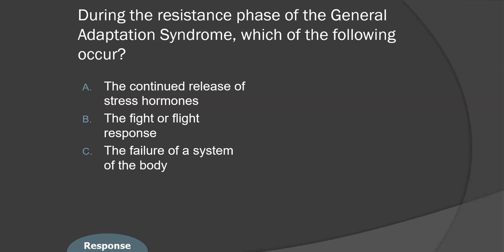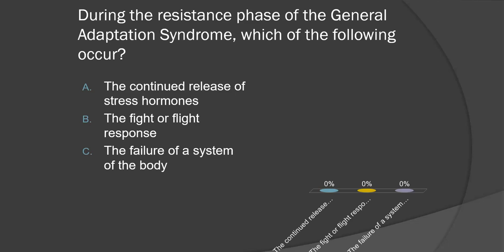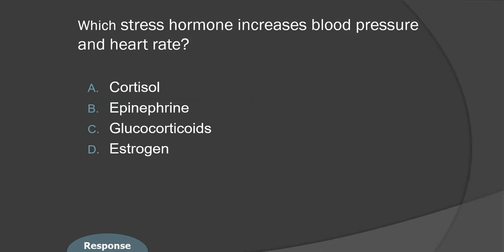During the resistance phase of the general adaptation syndrome, which of the following occur? A, the continued release of stress hormones. B, the fight or flight response. Or C, the failure of a system of the body. Okay, continued release of the stress hormones.